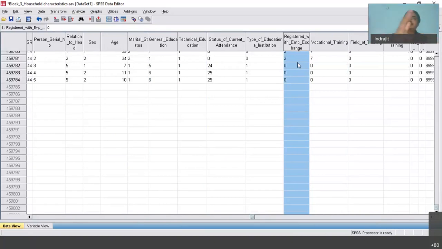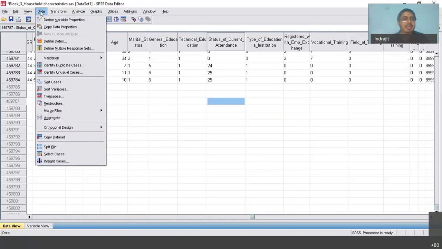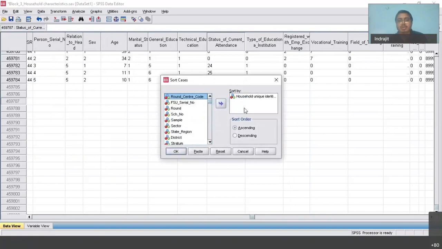That employment data is in another block, and that block is 5.1, the next block. Now I have already merged this file, household and demographic, so this combined file has become an individual data file, individual members. And employment also varies across different members within the household, so that is also an individual file. So now I am going to merge this data file with that employment data file. Here again, the same procedure: sort cases. Which is now my key variable? Anyone?